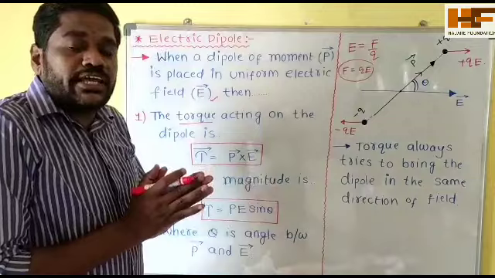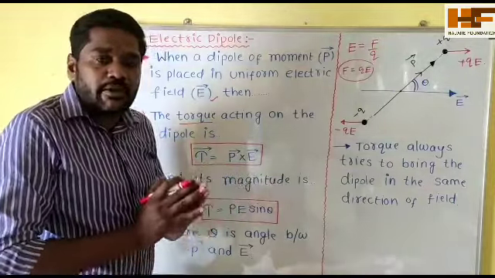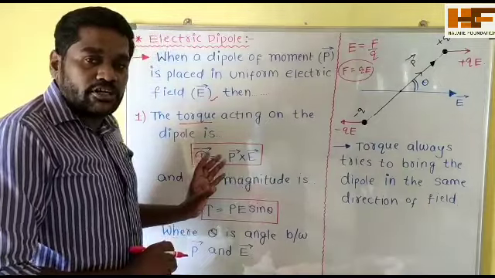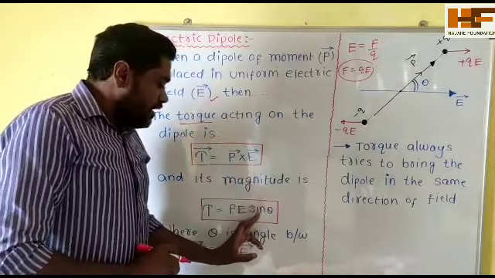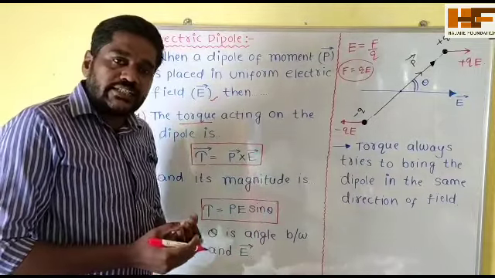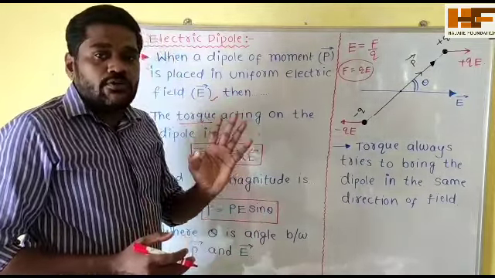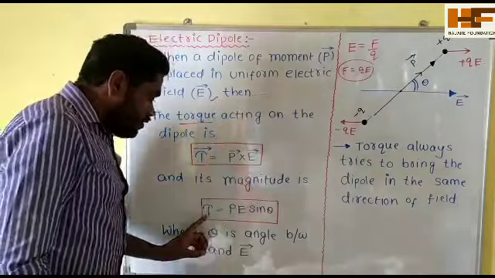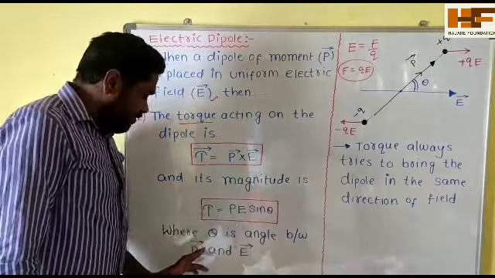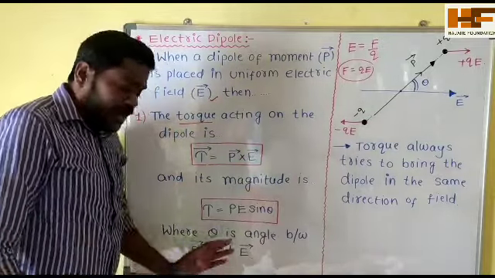So why do we have to take sine into calculation? Because this is a vector product and torque is a vector. It is not a scalar. That's why I put sine theta. If it is a vector quantity, sine theta. If it is a scalar quantity, we have to substitute cos theta. Therefore to find its magnitude, tau is equal to P E sine theta, where theta is the angle between P bar and E bar.